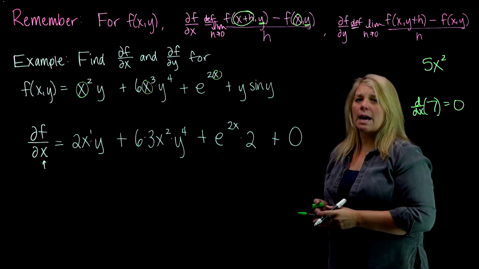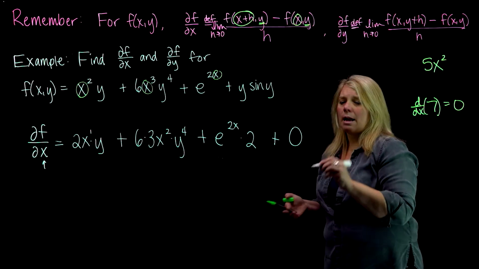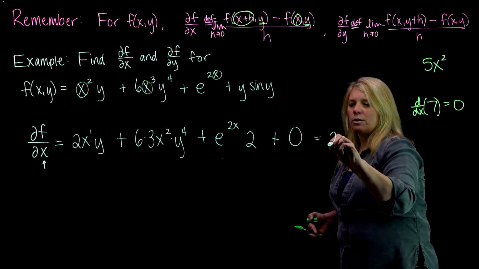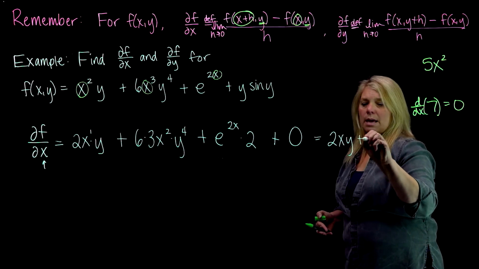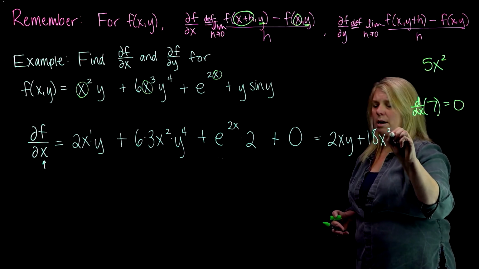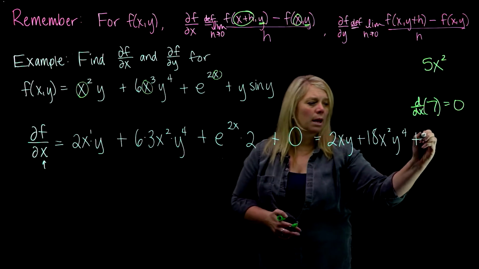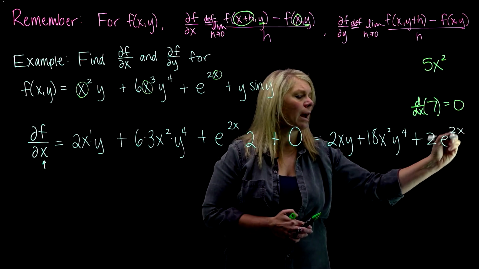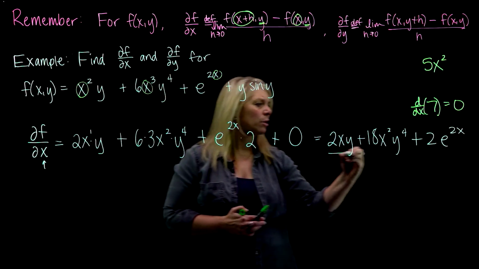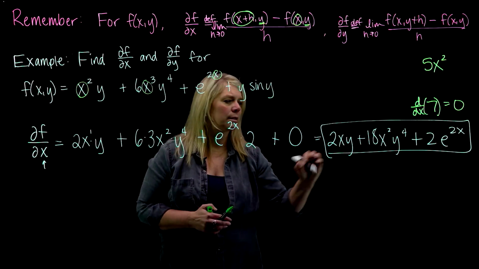And then of course you can tidy this up a little bit, and I'll go ahead and put that over here. 2xy plus 18x squared y to the 4th plus 2e to the 2x. All right, so there is our partial derivative with respect to x.